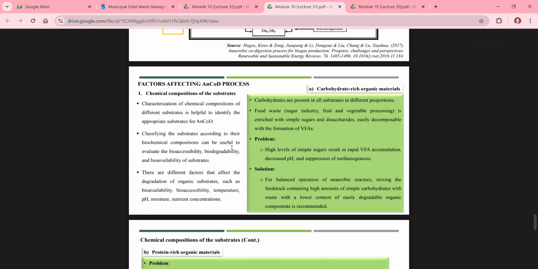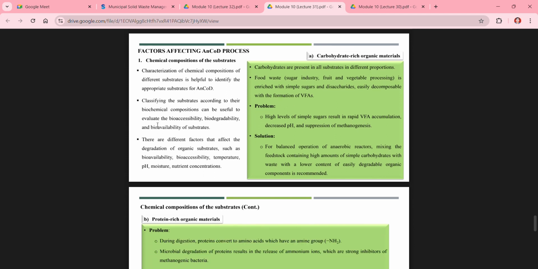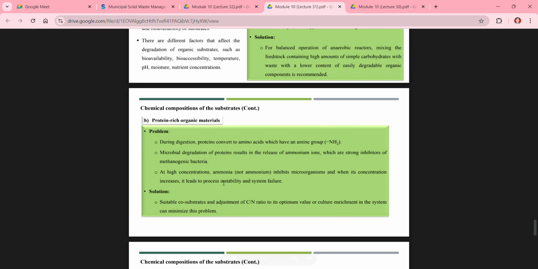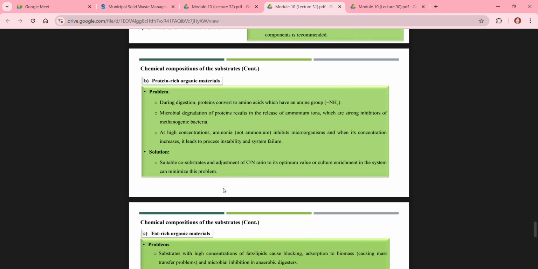So there are some factors which affect this ANCOD process, like chemical composition of the substrates. So we have to properly characterize the chemical composition of different substrates, which will be mixed during the anaerobic ANCOD process. Classifying the substrate according to their biochemical composition can be useful to evaluate bioaccessibility, biodegradability, and bioavailability of the substrate. There are different factors that affect the biodegradation of organic substrates, such as bioavailability, bioaccessibility, temperature, pH, moisture, nutrient concentration. So we have to mix the two different biomass substrates according to these different properties, and what is the optimum requirement for the anaerobic digestion process.